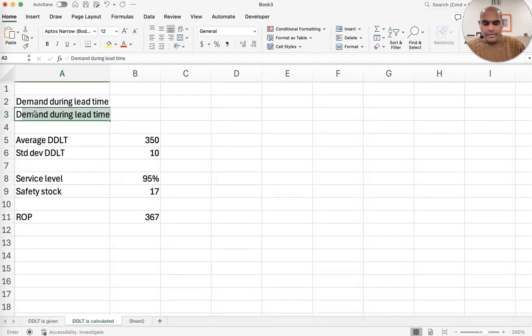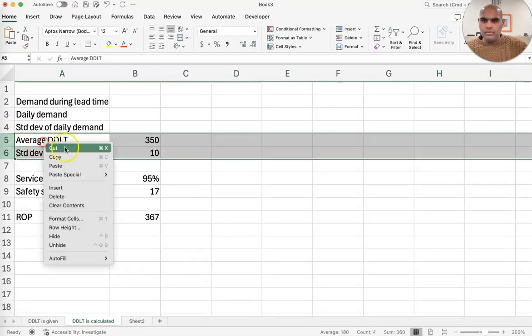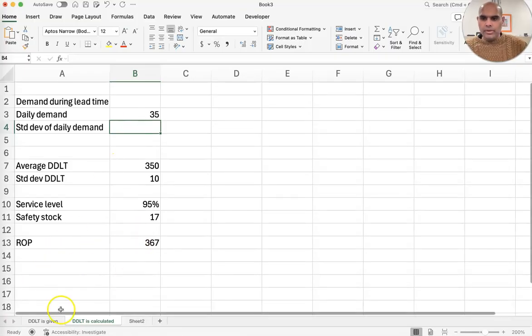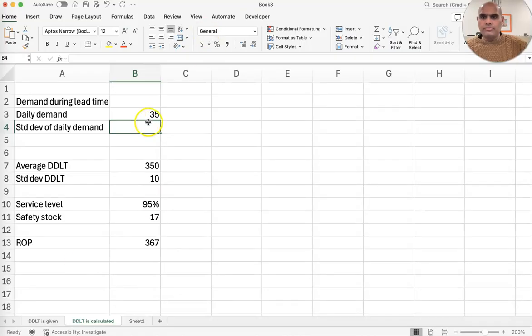So let's say that daily demand and standard deviation of daily demand. Let's say daily demand is 35, right? Let's say standard deviation of daily demand is, let's say 3.15.